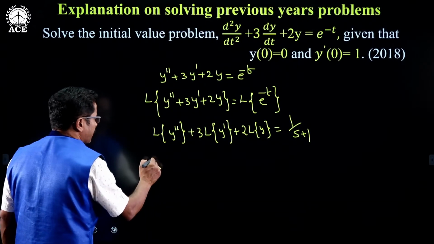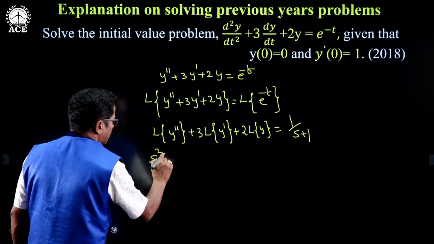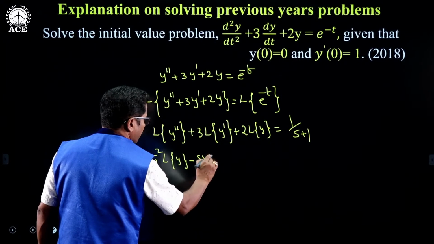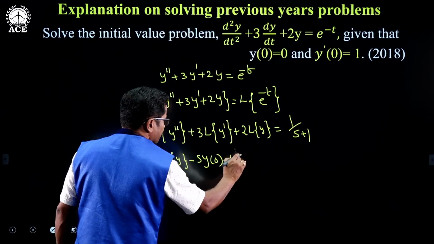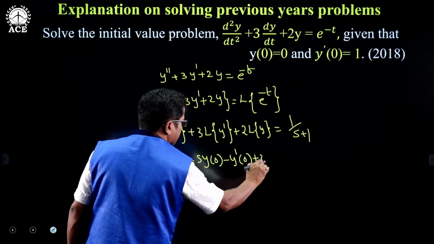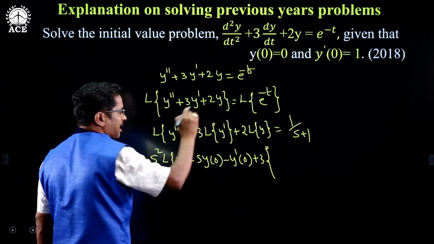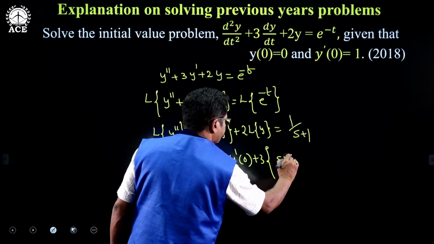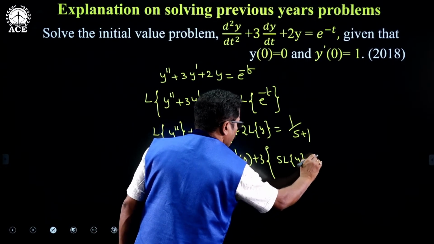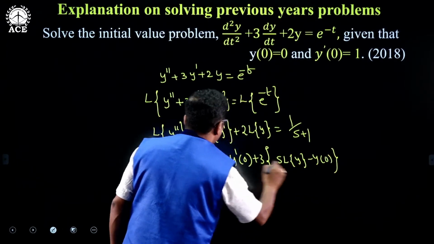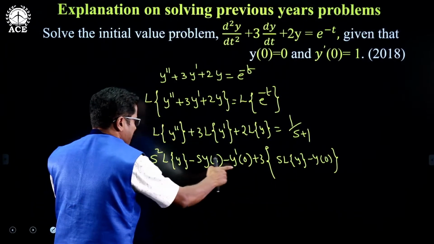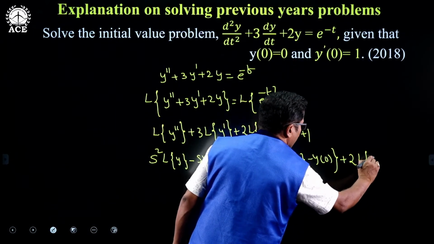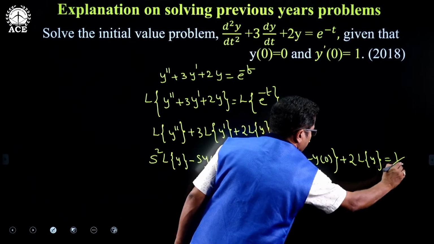So by the Laplace transform derivative formula, s square into L of y minus s into y of 0 minus y dash of 0, plus 3 into L of y dash means s into L of y minus y of 0. This is the Laplace transform of the first derivative, and this is the Laplace transform of the second derivative. Plus 2 into L of y is equals to 1 by s plus 1.